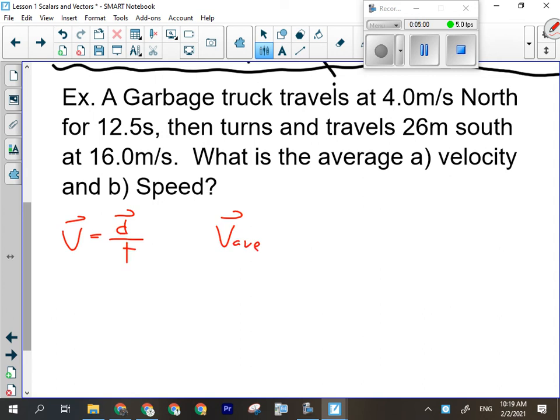Average velocity equals total displacement divided by total time. That way we can account for a trip that has more than one part. There are some things that we have to do separately for each part, but when we're talking about the total, we put it all together. We don't average it after.